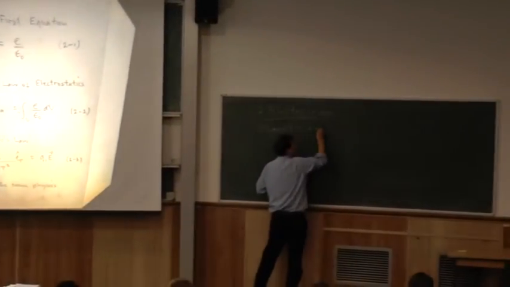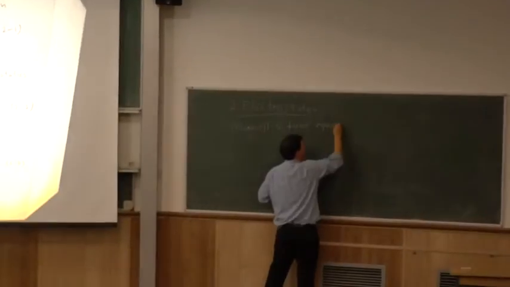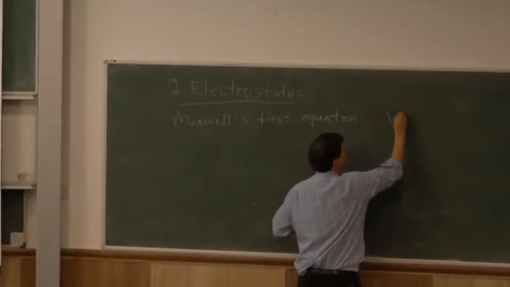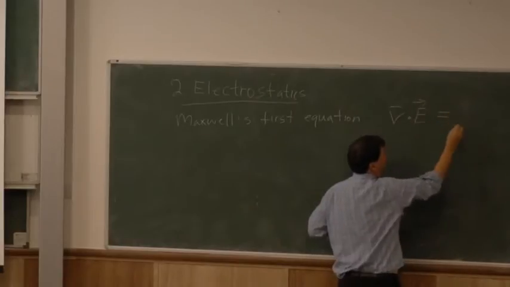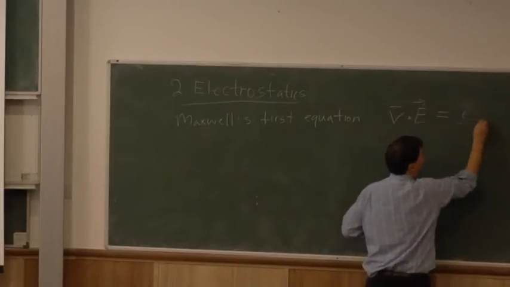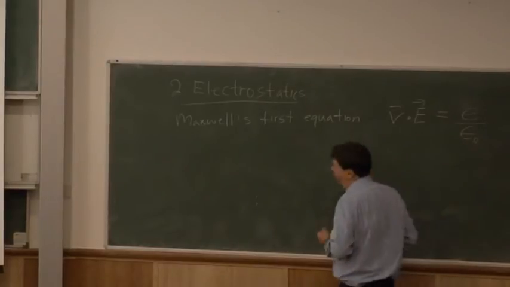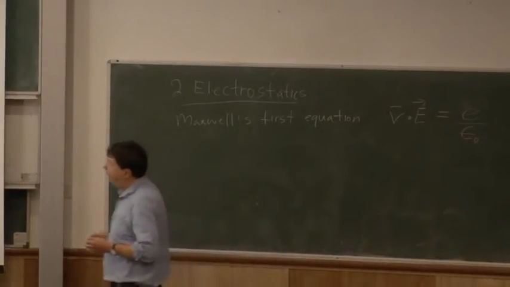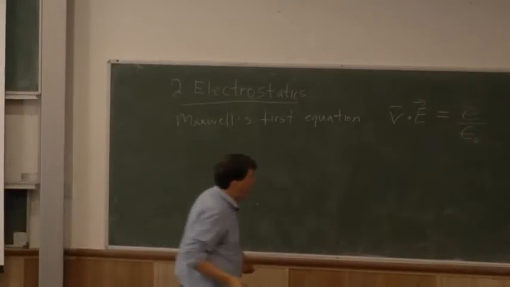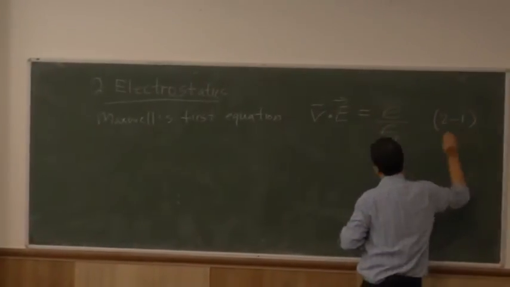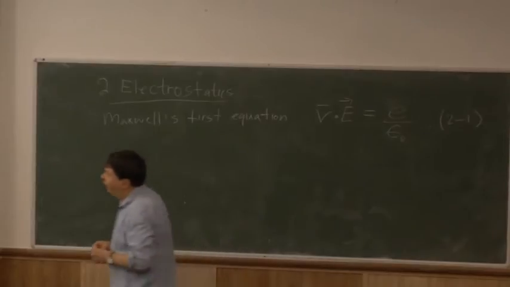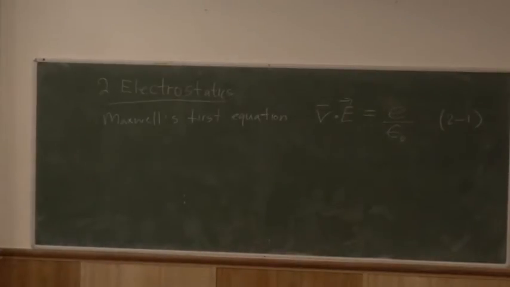So this is del dot E, the divergence of the electric field at any point is equal to the charge density rho at that point divided by the permittivity of free space. And I know we've given this a number before, but it's more convenient to relabel it 2-1 in this lecture as we put things together.